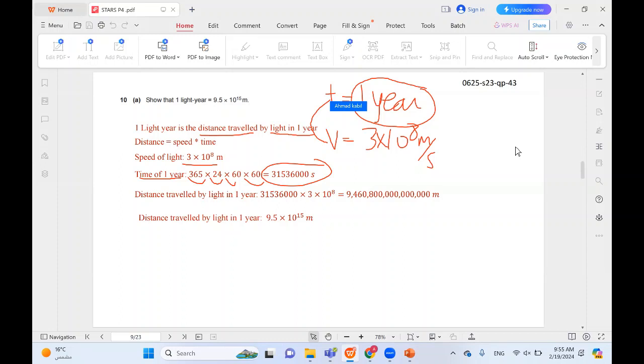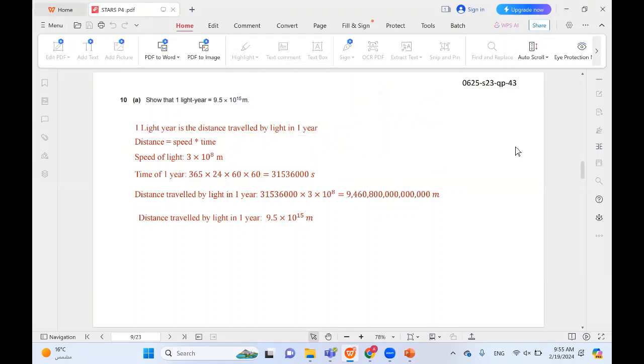Next, we figure out how to get the distance from the speed and the time. Of course, this is a very basic formula. Distance equals speed times time. So all we have to do is multiply the speed by the time and carry out the calculation. We get this very big number, and if we want to write this in scientific notation, we have 94608 times 10 to the power of 11.